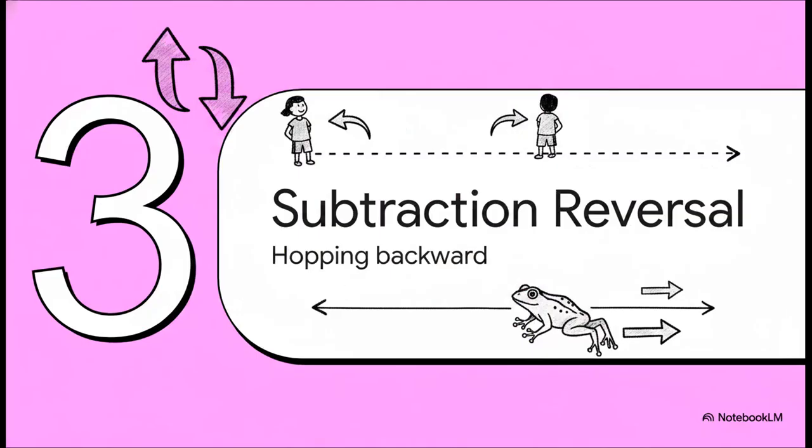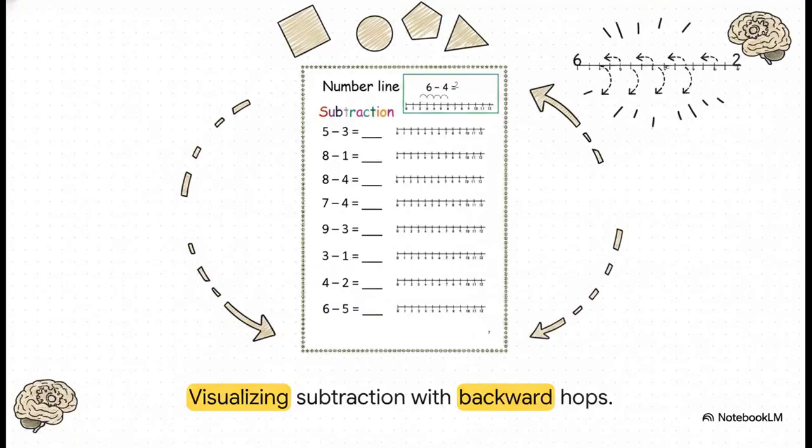Section 3. The subtraction reversal, hopping backward. If addition is walking forward on our number map, well, subtraction is simply putting it in reverse. It's the exact same logic, just mirrored.